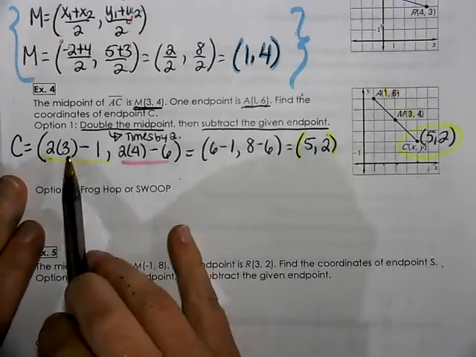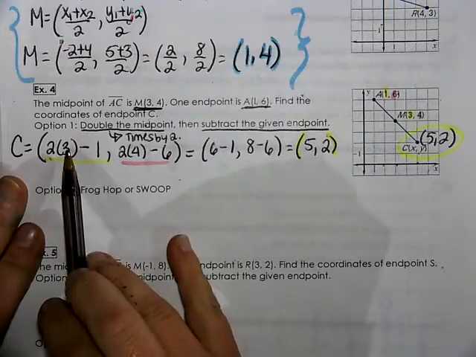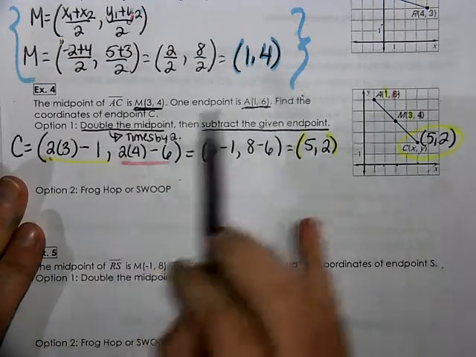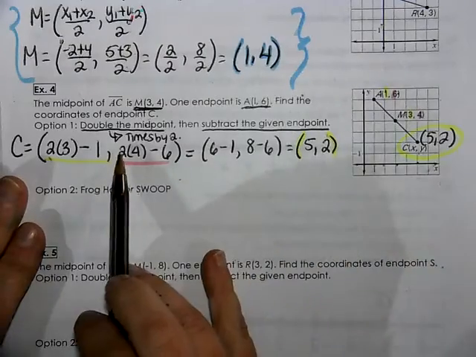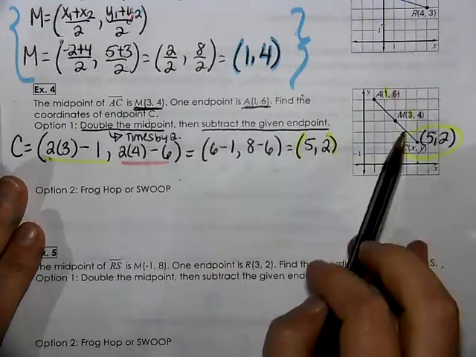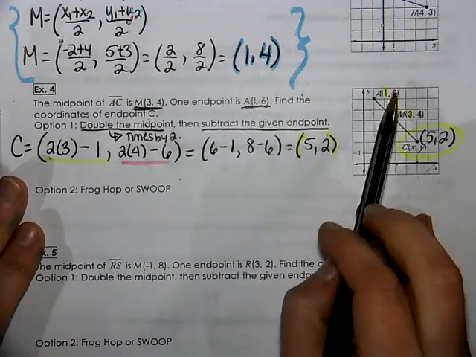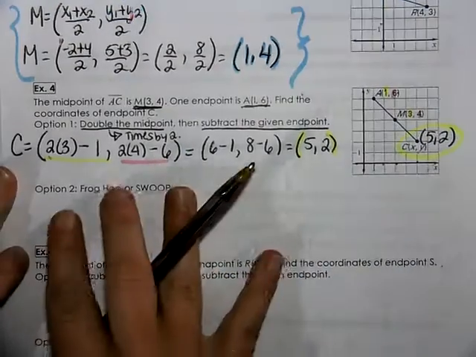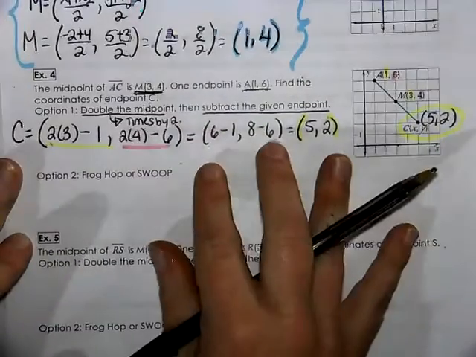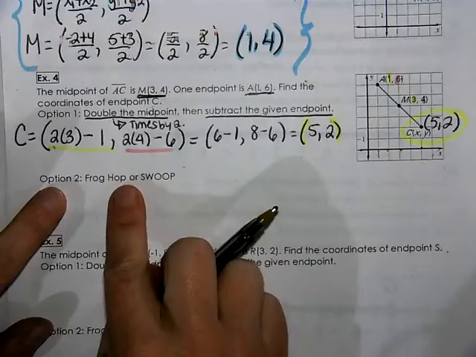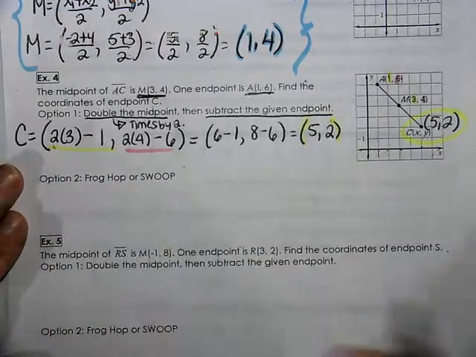So once again, what I did algebraically is I doubled the midpoint X coordinate and then subtracted the endpoint X coordinate. Then I doubled the midpoint Y coordinate and then I subtracted the endpoint Y coordinate. So that's how you solve those problems algebraically. This is one approach. There's another approach called the frog hop or the swoop method.